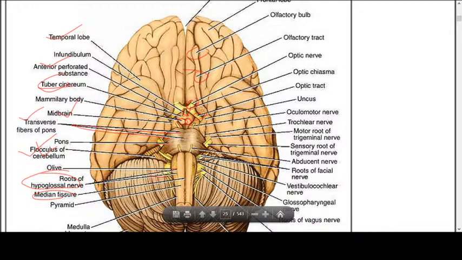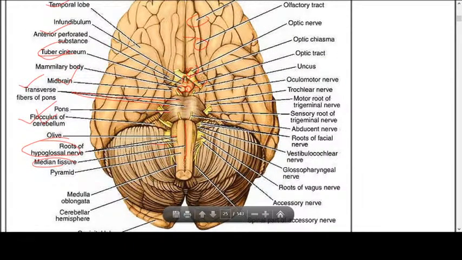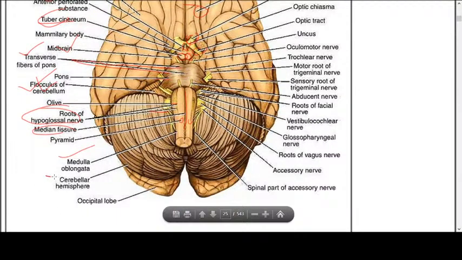This is the median fissure. It is in between, and it's called the median fissure. At the side of it there is the pyramid. The median fissure is actually continuous up to the spinal cord. This one is the medulla oblongata. This is the cerebral hemisphere. This is the occipital lobe. This is the spinal cord and spinal nerves.